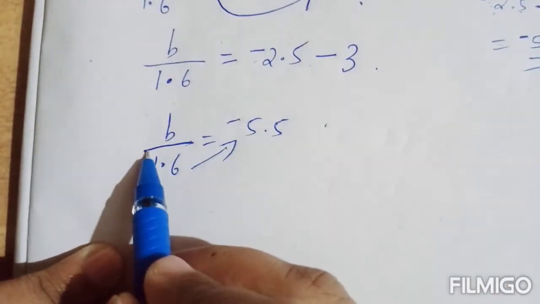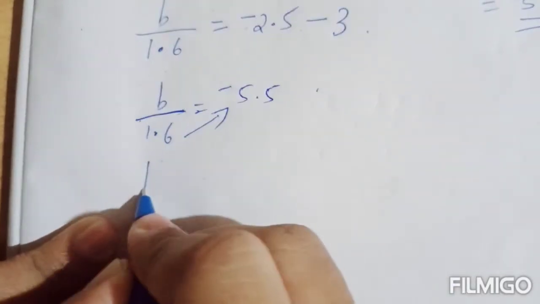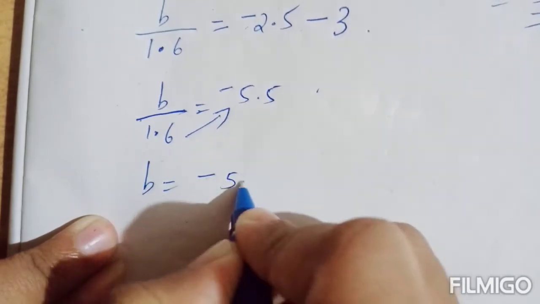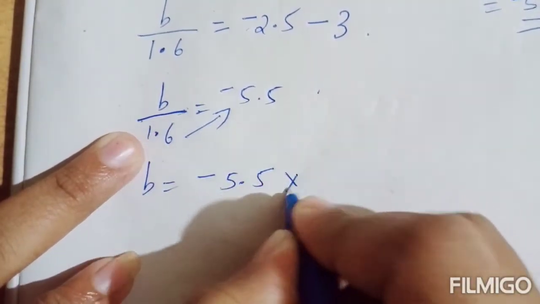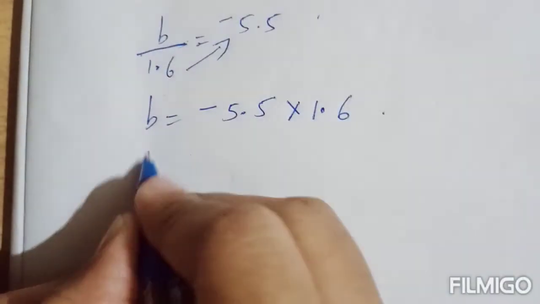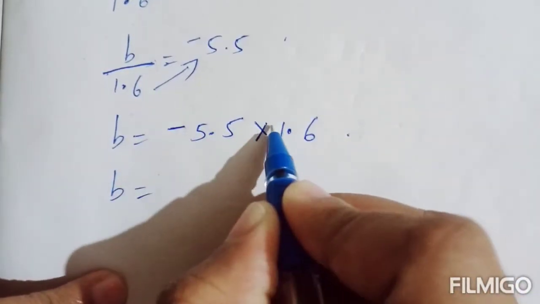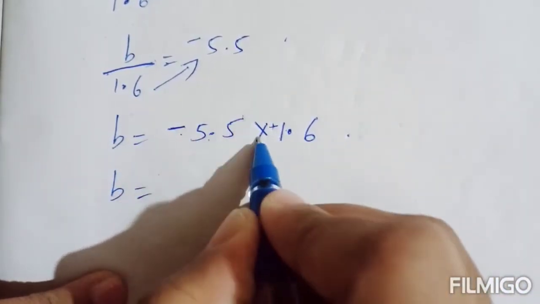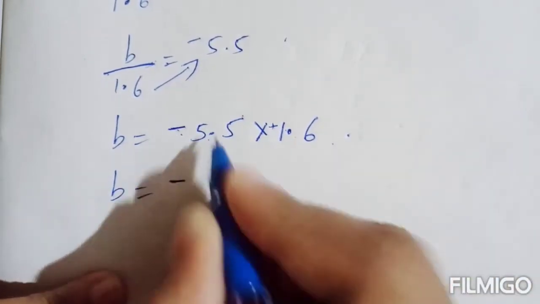Okay. Next step, we are transferring this divided by 1.6 to the other side. And we know that division on taking to the other side will be multiplication. So what you will get, b equal to minus 5.5. This division by 1.6 will be multiplication by 1.6. Okay. So b equal to, we know that negative into positive, negative 5.5 into positive 1.6 it is.